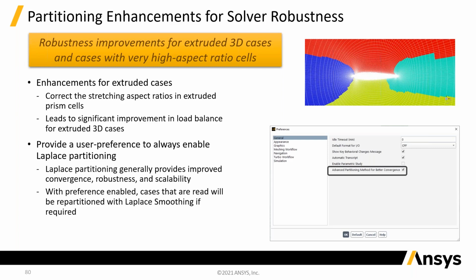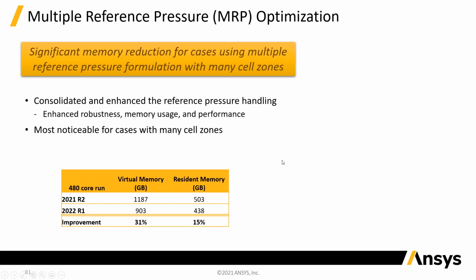And you can also improve it by having this Laplace partitioning option, which can give you improved behavior, and you can have that switched on under preferences. If you've got multiple reference pressures, so you've got isolated flow domains, then there's some big improvements to memory and time.